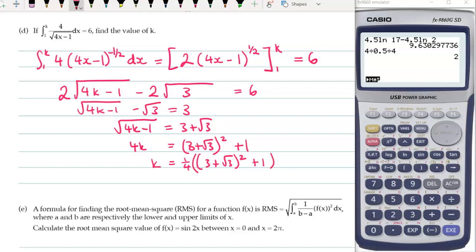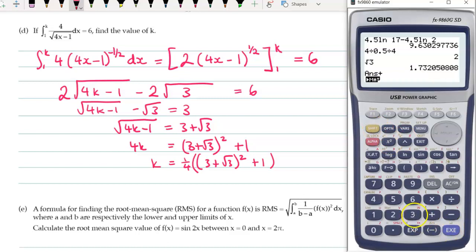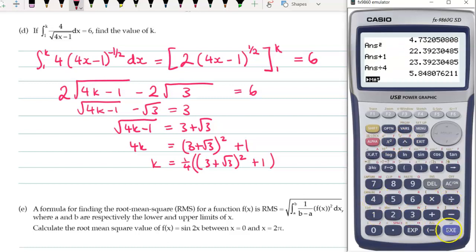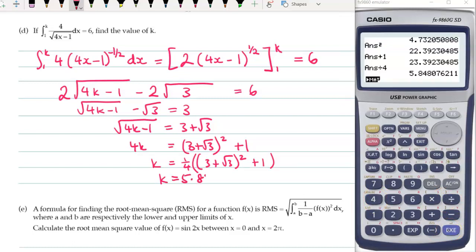Okay, let's put that in now. We're going to start with the root 3 plus 3, square it, add 1, divide by 4. So k is equal to 5.85. And also, just one thing to point out, you can use equation solver for this one if you don't want to work through all the algebra, because we weren't looking for an exact value. When you get to this line here, we could pop that into equation solver too.